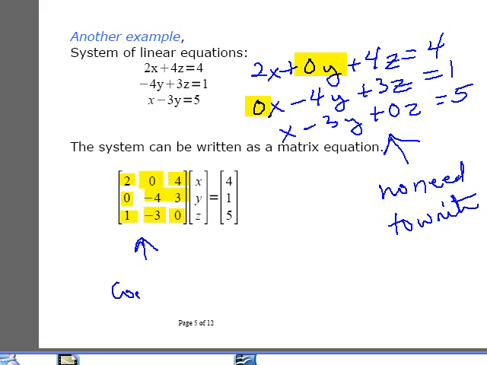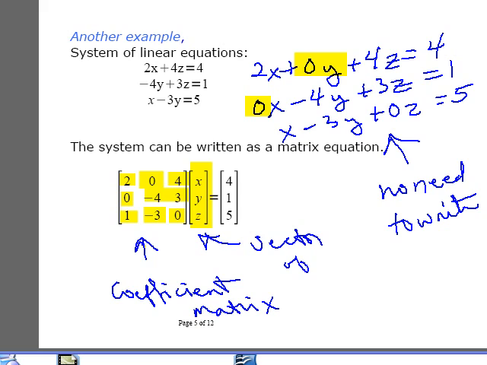Somewhere in the test, you're supposed to identify these matrices. So that's your coefficient matrix, because these are all the coefficients of the x, y, z. The second matrix is the vector of unknowns. And the third matrix, which occurs after the equal sign, that's your solution vector.